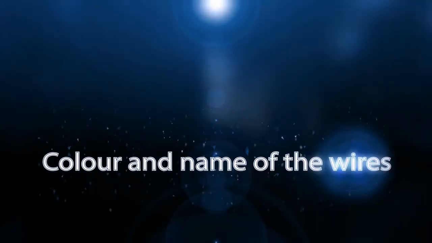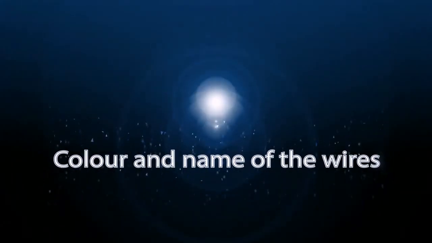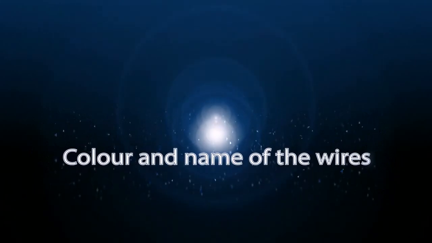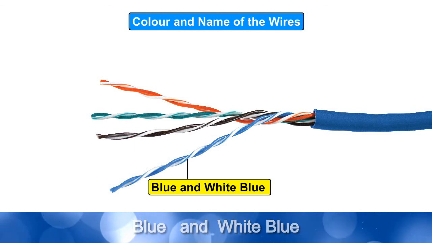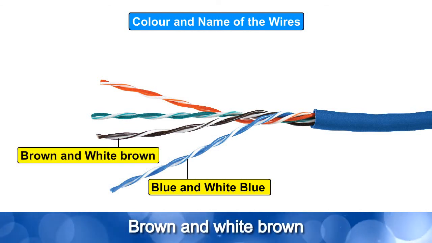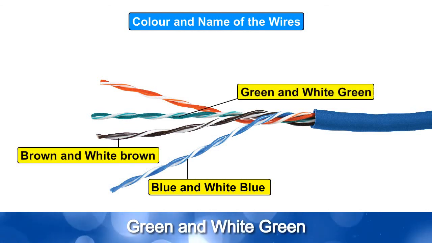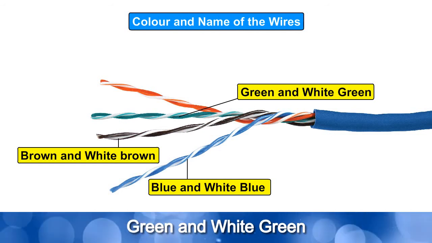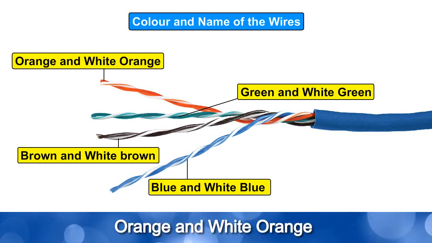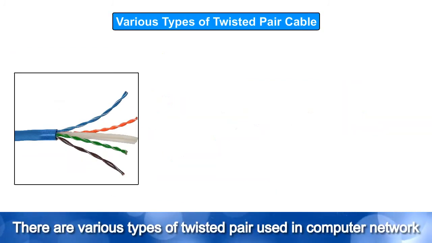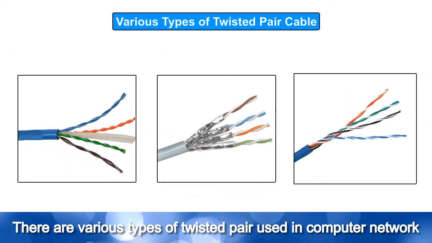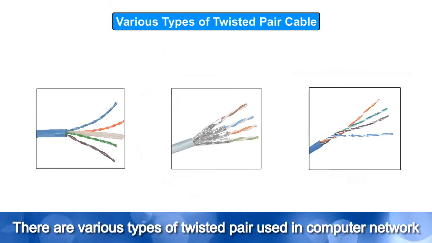Color and name of the wires: blue and white blue, brown and white brown, green and white green, orange and white orange. There are various types of twisted pair cable used in computer networks.